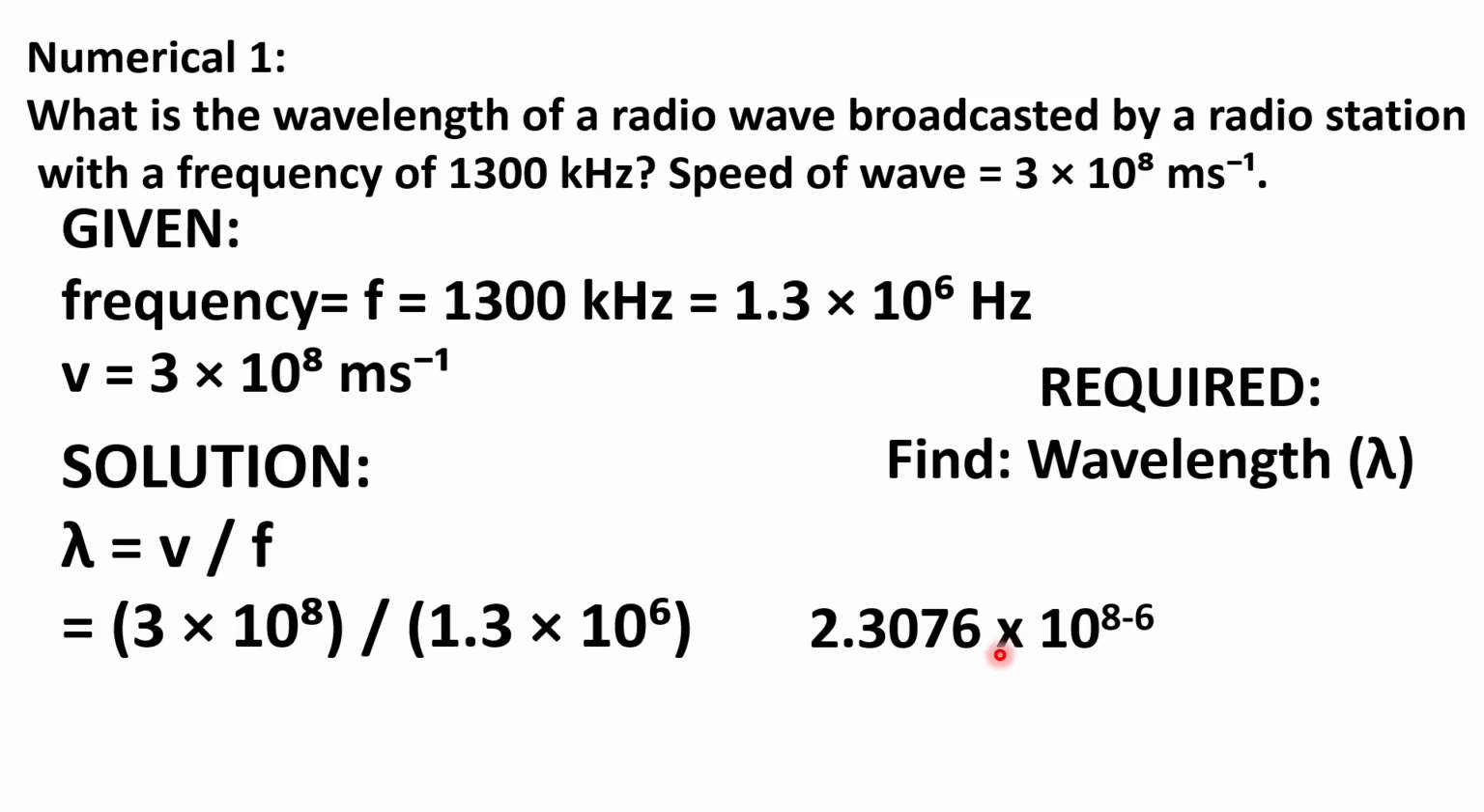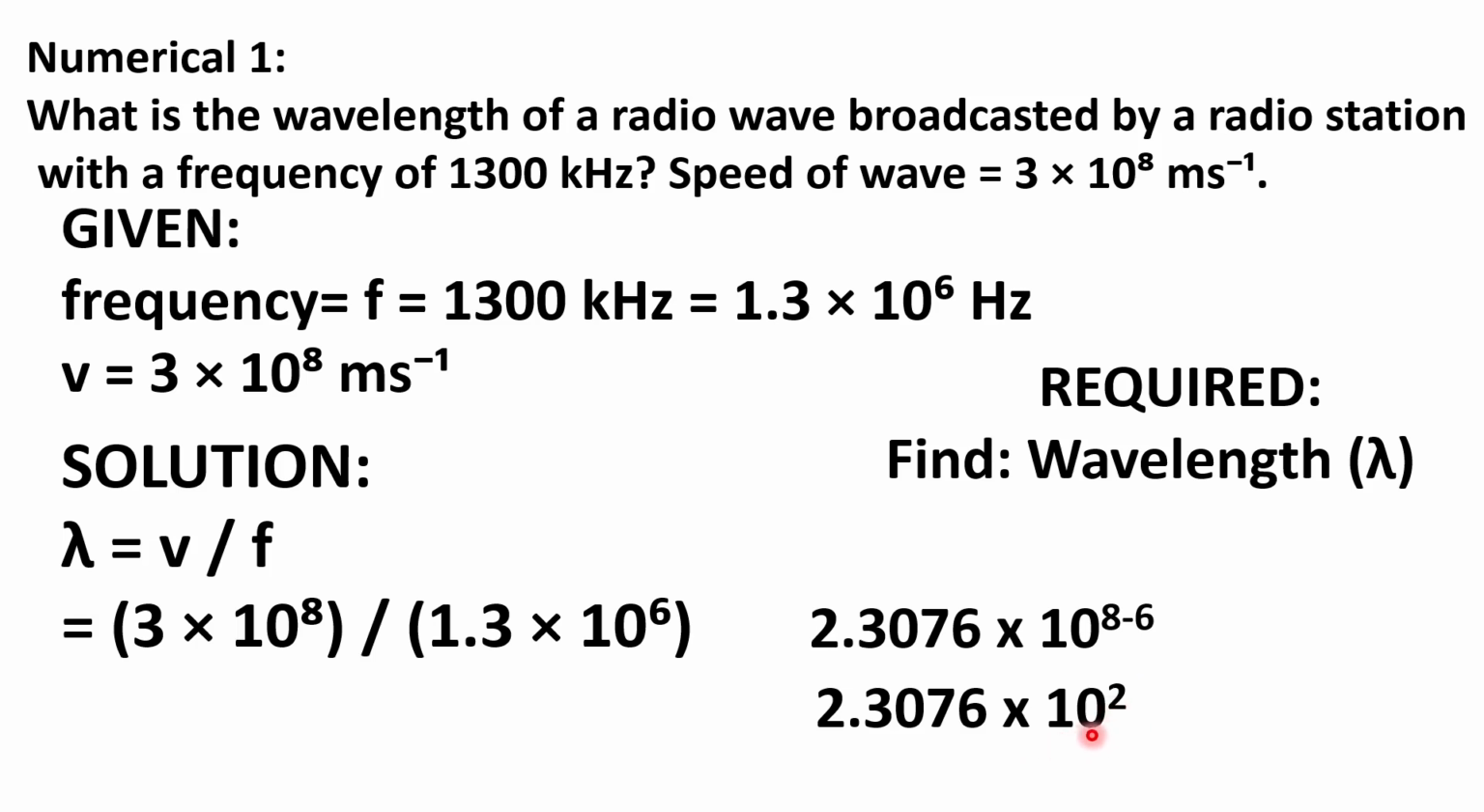2.3076 × 10 raised to the power. Now this 10 raised to the power 8, and this is in division. So this will go up and will be subtracted from this 8. So it will become 8 minus 6. And now this will become 2.3076 × 10^2, because 8 minus 6 equal to 2.